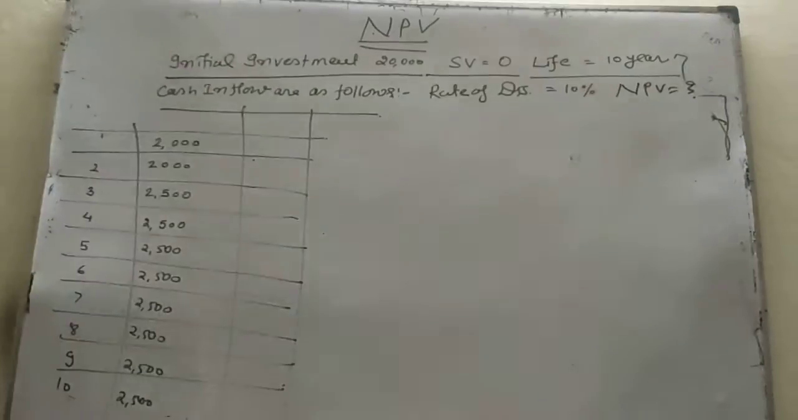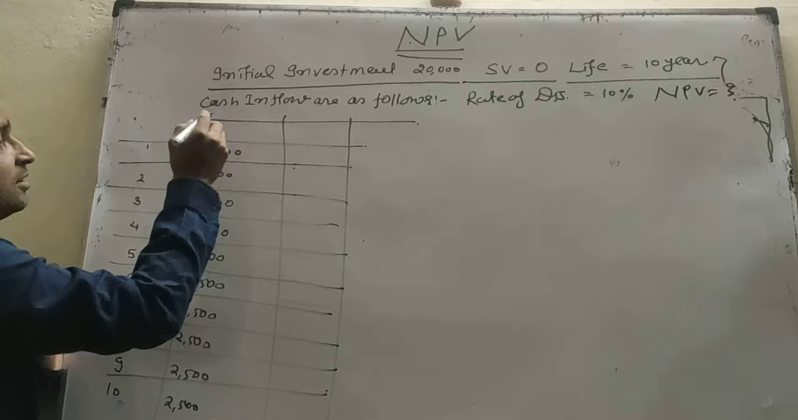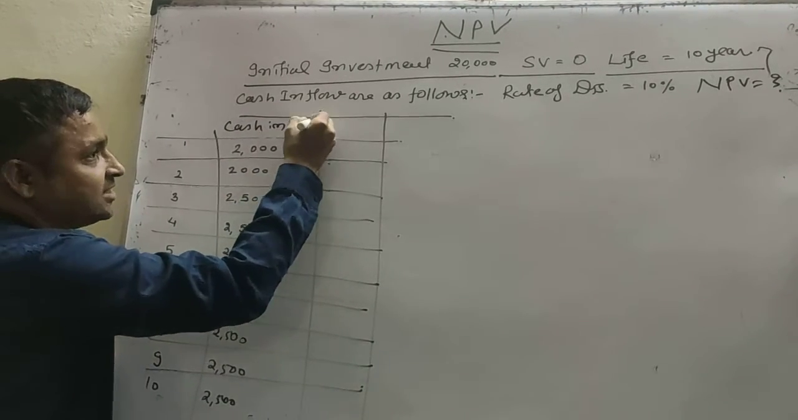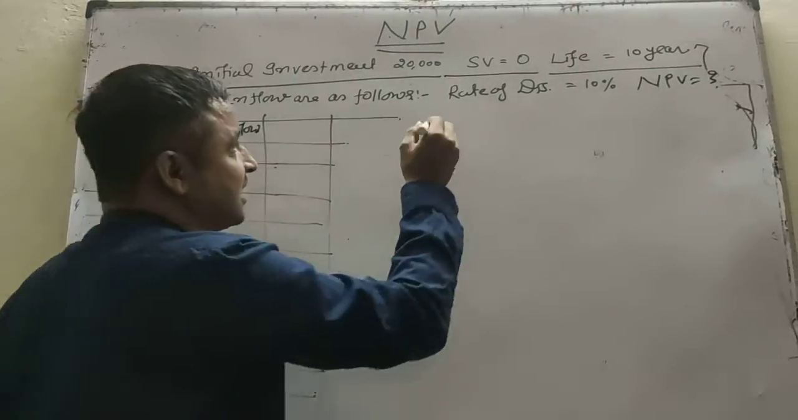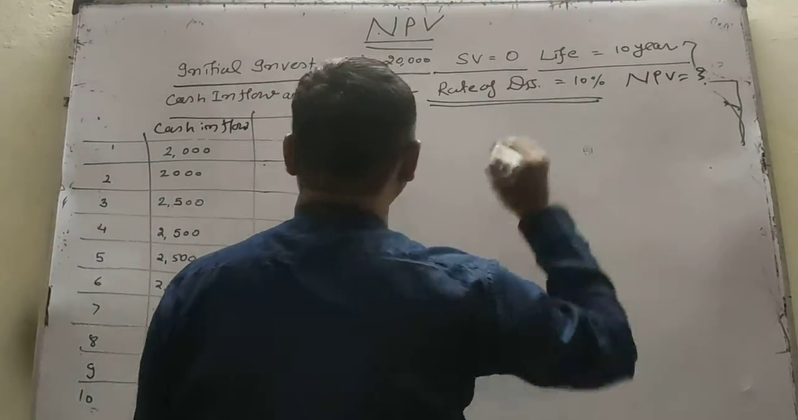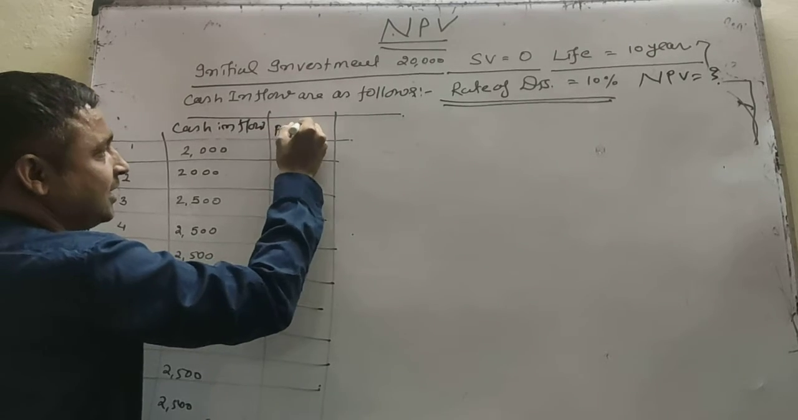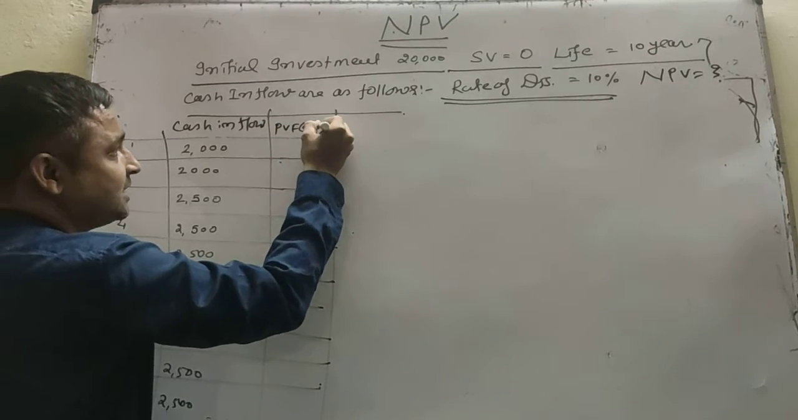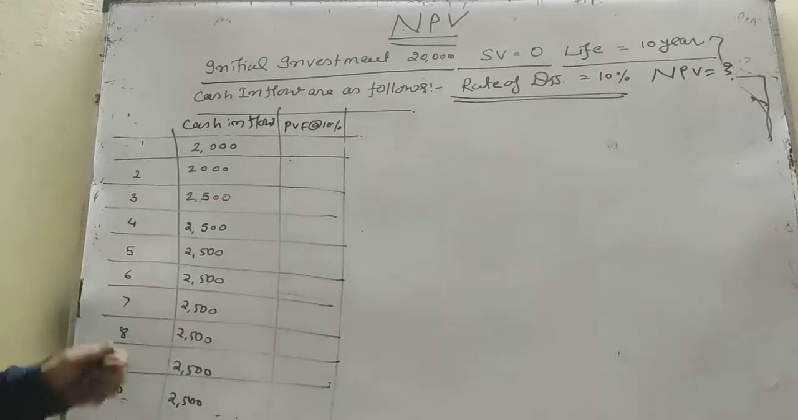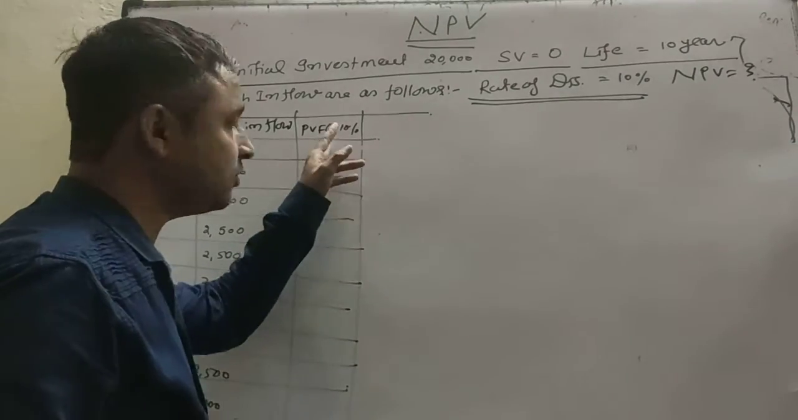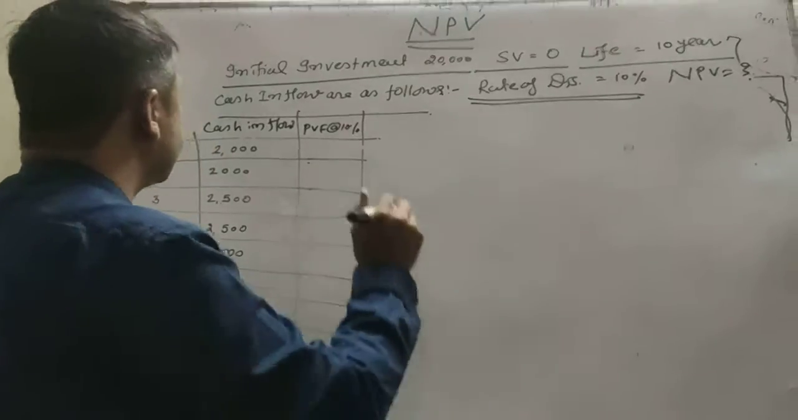Okay. What is given? Cash inflow is given. The rate of discount is 10%. You need to find out the PVF, present value factor, at the rate of 10%. You can go through the PVF table, or you can solve it on your calculator.